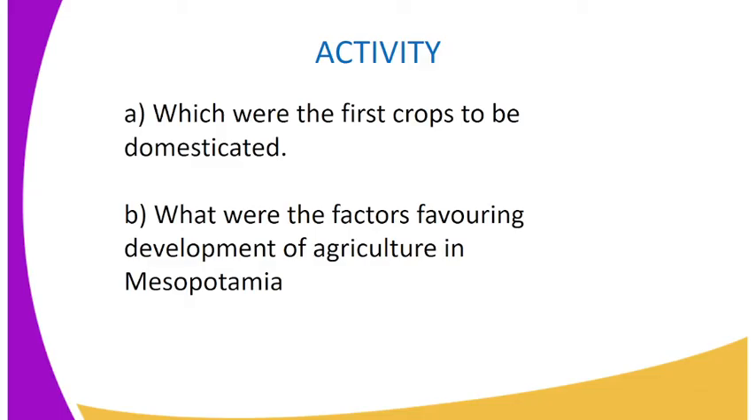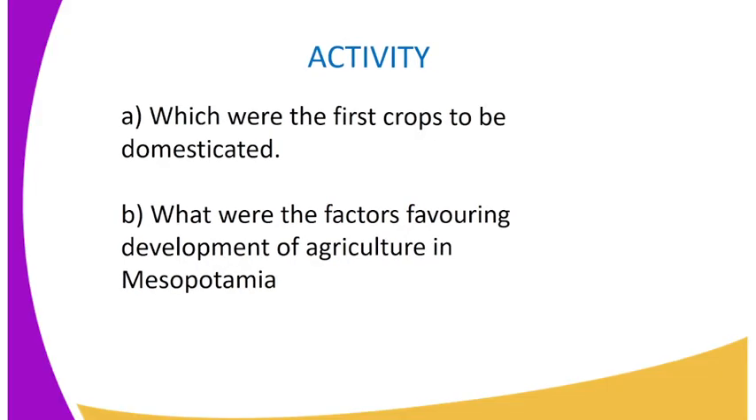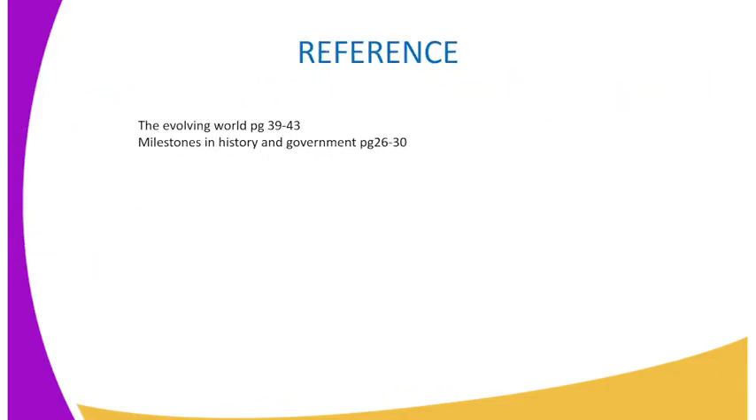And this being the end of our lesson, we have our class activities, whereby you are supposed to mention the first crops to be domesticated and also the factors that favored the development of agriculture in Mesopotamia. For more information, you can go to Evolving World, pages 39 to 43, and Milestones in History and Government, pages 26 to 30.